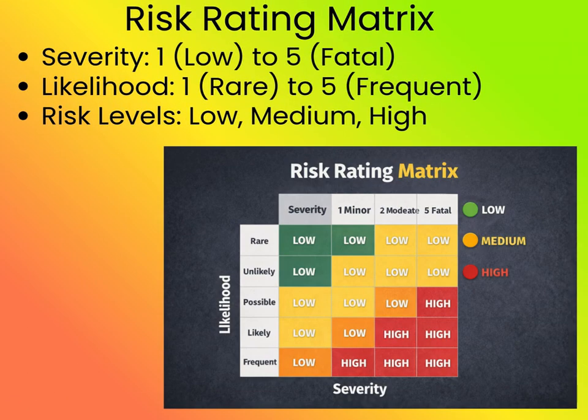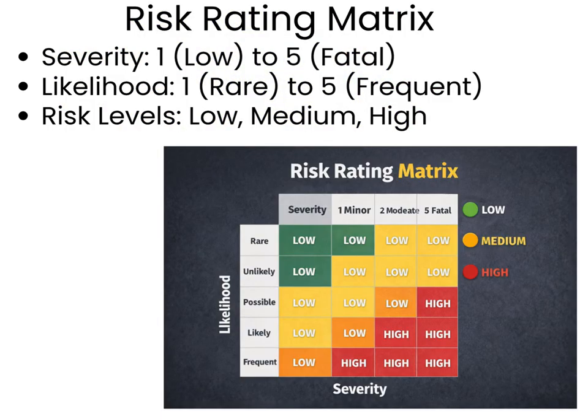In most industries, we use a scale from 1 to 5. Severity ranges from minor injury to fatality. Likelihood ranges from rare to frequent occurrence. By multiplying these two, we get the risk rating. This helps us categorize risks as low, medium, or high.